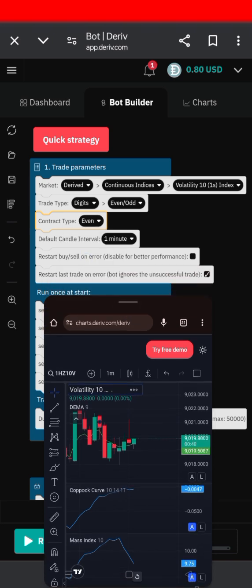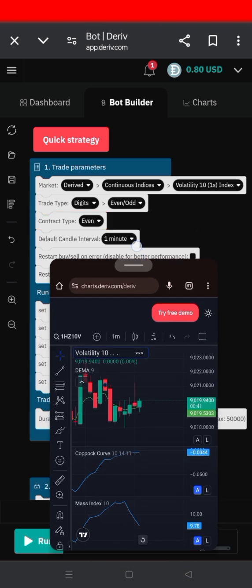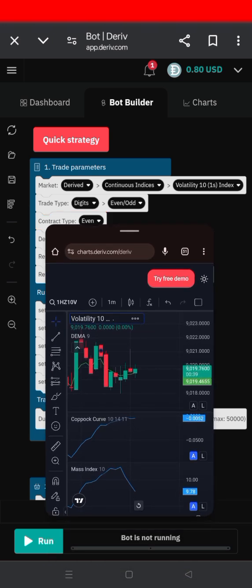Before it completes and we get into the next candlestick, go to your trading board and set everything appropriately. We will be trading the even. Once this candlestick shows a red bearish candlestick and passes the double EMA like that, run your bot for trading even digits. I hope we are together.